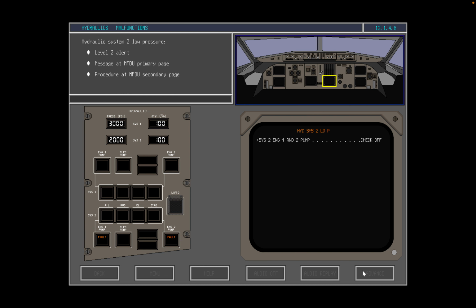Now follow the procedure to shut down Hydraulic System 2. Hydraulic System 2 is now inoperative. The status page details that the flight controls are now on single-channel operation. During single-channel operation of the flight controls, aileron forces are approximately double. Normal brakes are inoperative when Hydraulic System 2 fails, but the alternate brakes, including skid control, become available automatically.